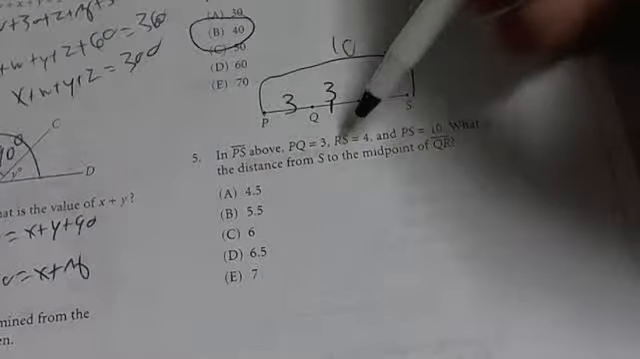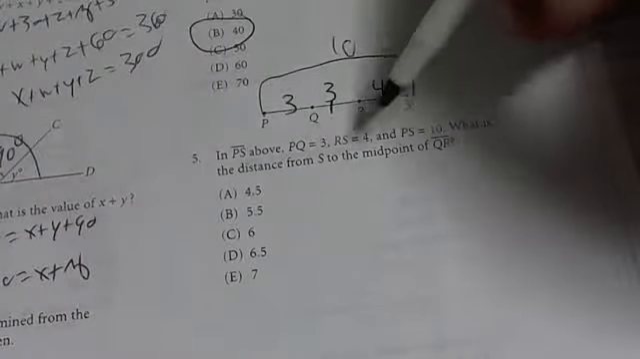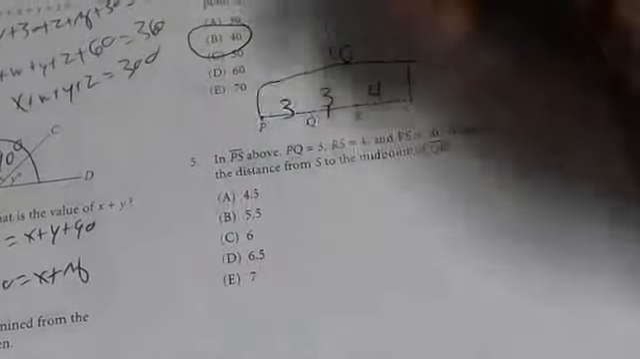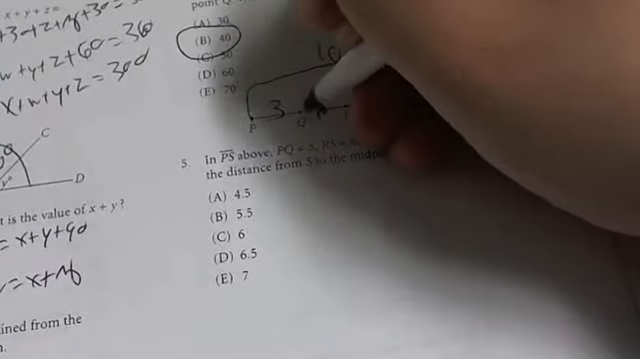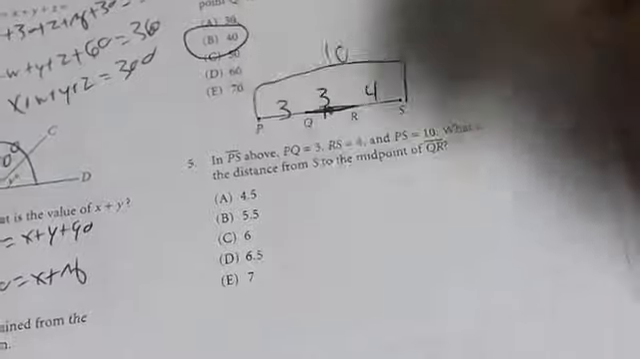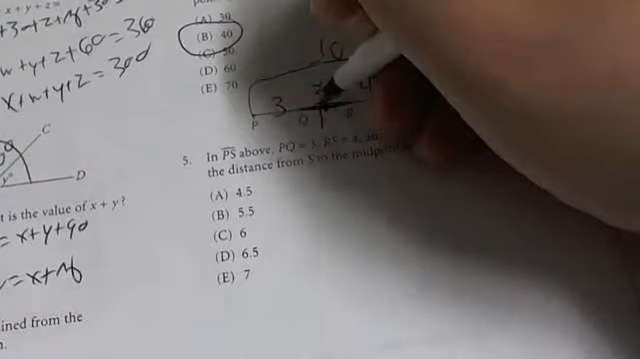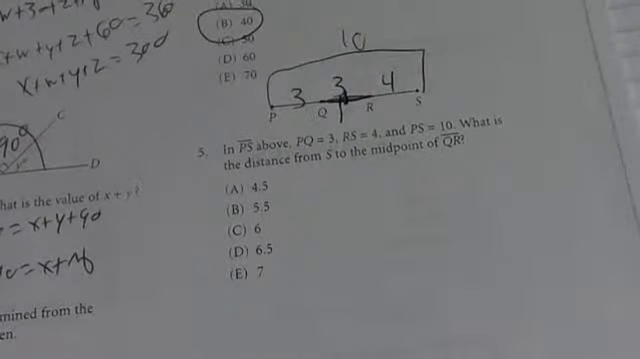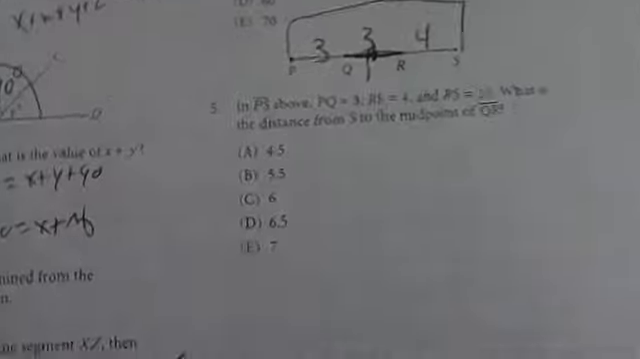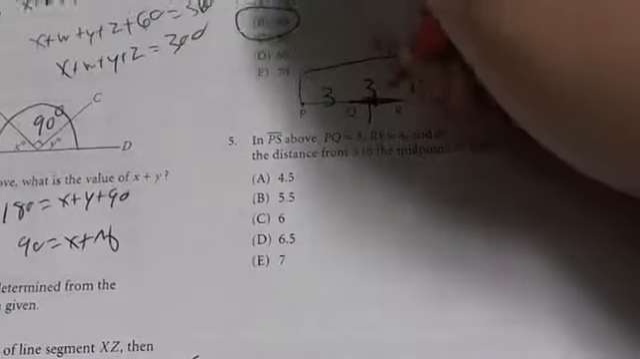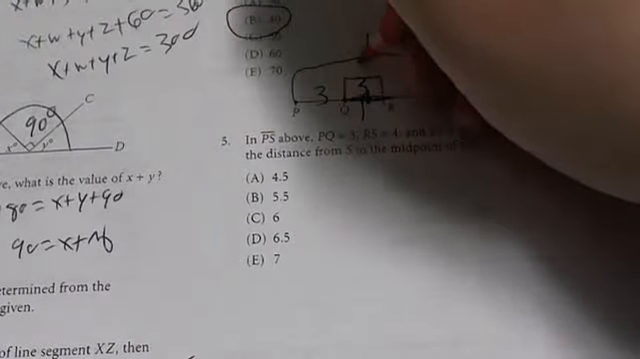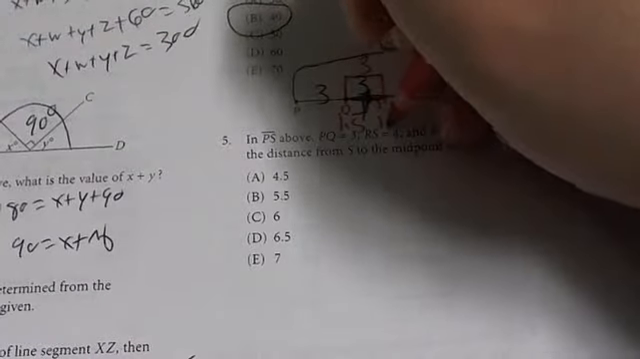Okay. Now, what is the distance from S to the midpoint of QR? So what is the midpoint of QR? QR is 3. So what is 3 divided by 2? 1.5. So it's 1.5. So from here to here is 3. So we know this side is 1.5, and we know this side is 1.5.